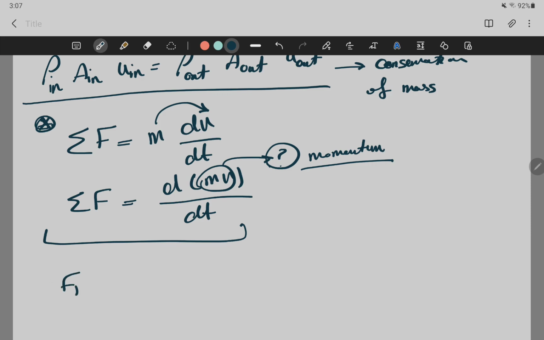And to simplify this, we can say the net force in a direction is going to be equal to m dot, that dm/dt is going to be represented as m dot, u in minus m dot u out. Actually out minus in. I'm sorry.